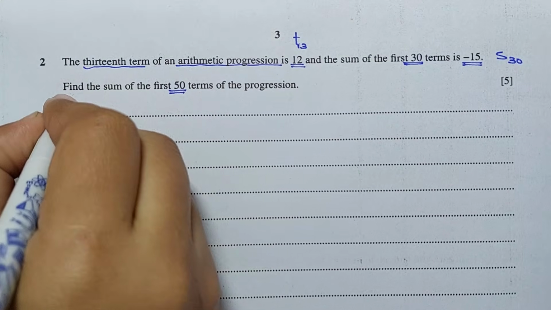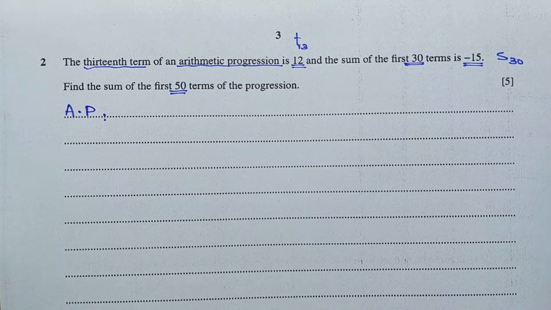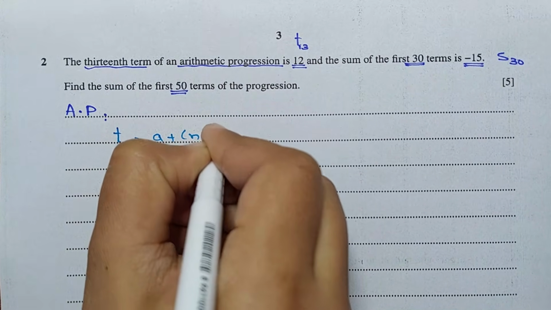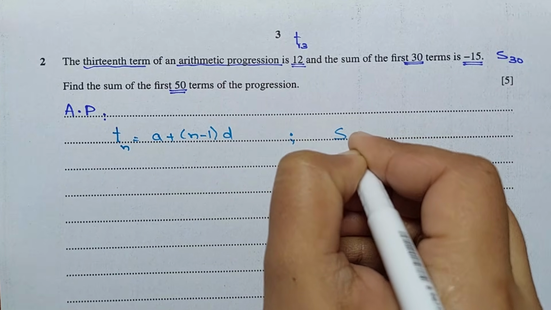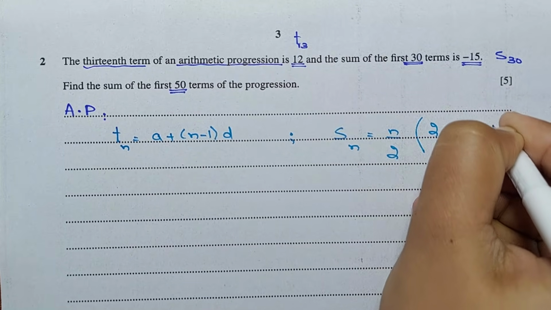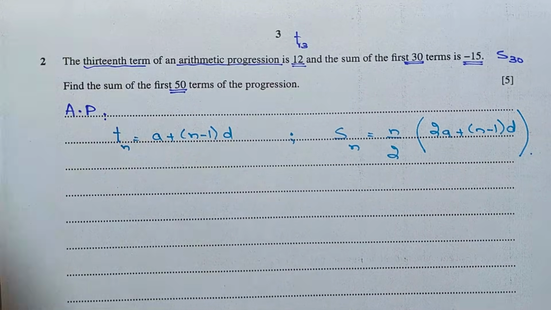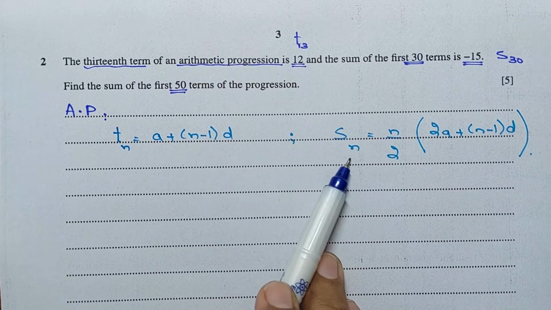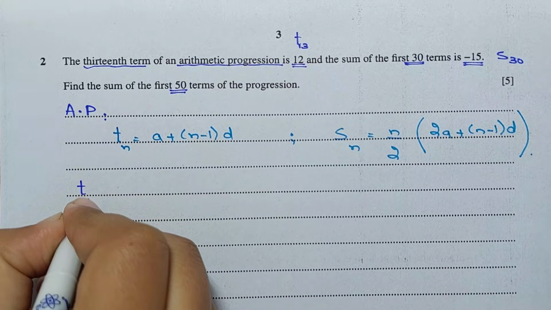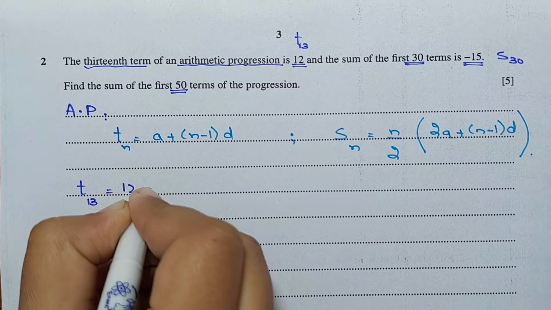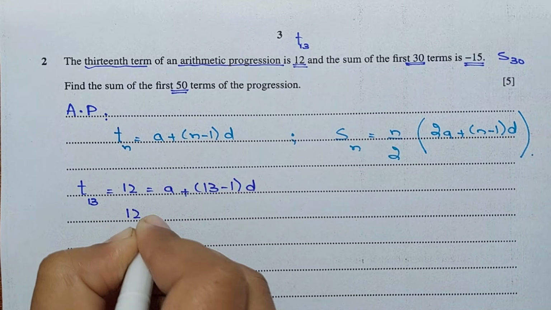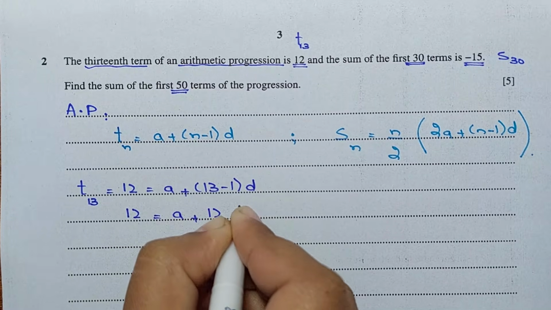So this is an arithmetic progression. For an arithmetic progression, the first thing we know is the term formula: a plus (n minus 1) times d, and the sum formula Sn is n by 2 times (2a plus (n minus 1) times d). Now we have been given the 13th term and the sum of the first 30 terms. T13 is 12, which equals a plus (13 minus 1) times d. So 12 equals a plus 12d. This is my first equation.